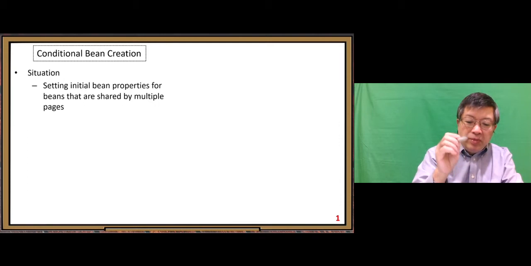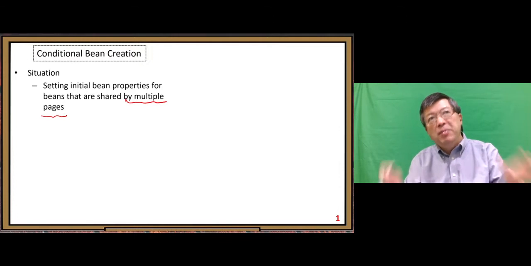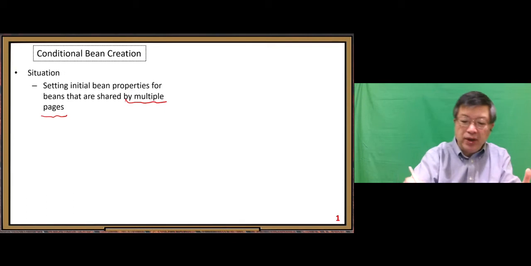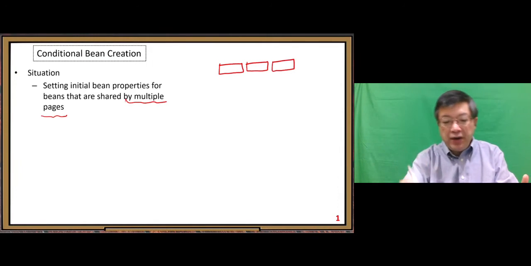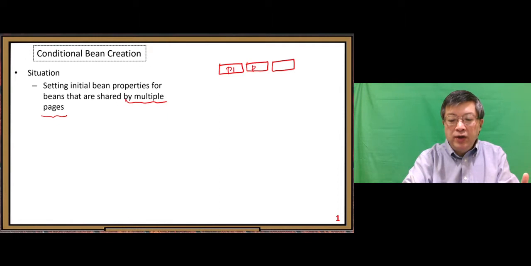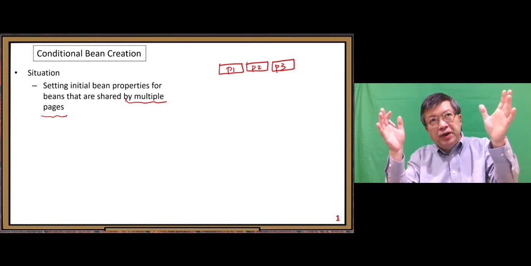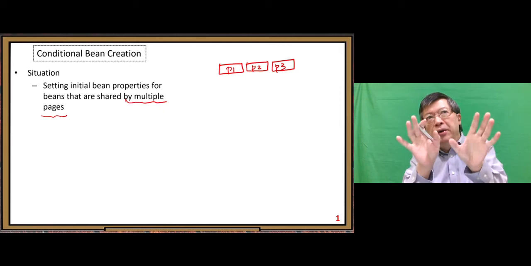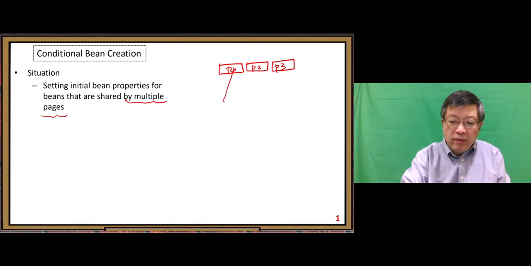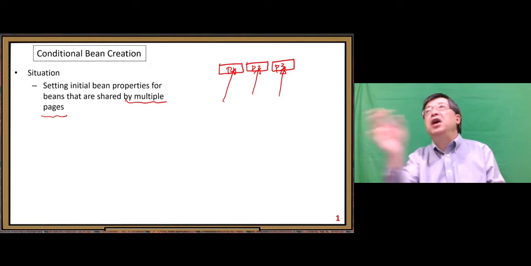This kind of bean is shared by multiple pages. Let me describe the situation. Suppose you have a menu. In this menu, you have page 1, page 2, and page 3. When a user comes to this page, you do not know which item is selected by the user. The user can select any item, right?